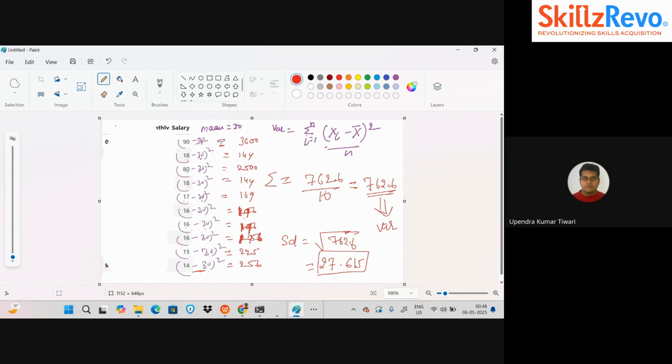From where? From your central point. And what is the central point, everyone? 30. So most of the data is going to vary by either 27 up or 27 down. It means the most usual range for this data is going to be around 57.